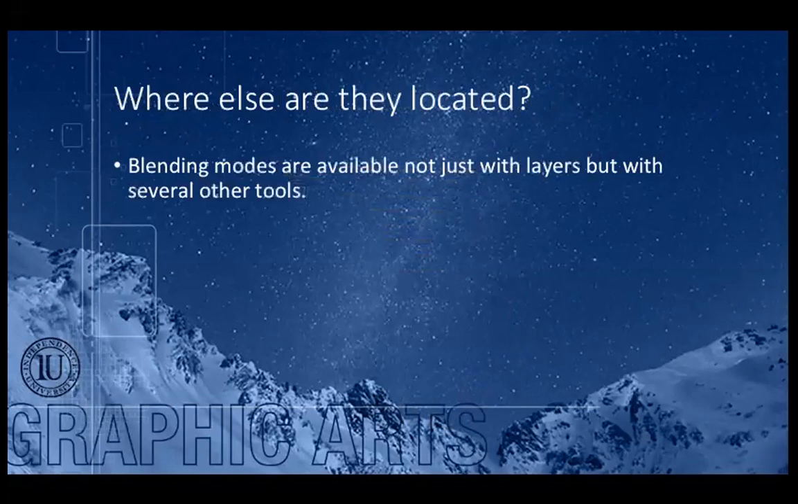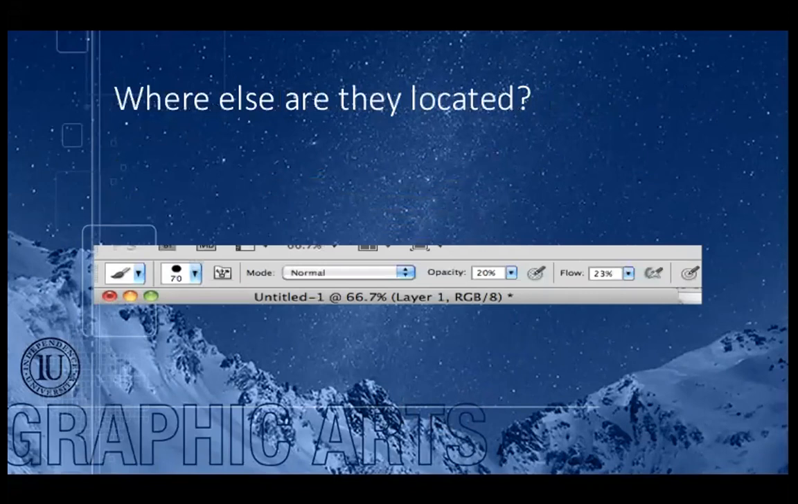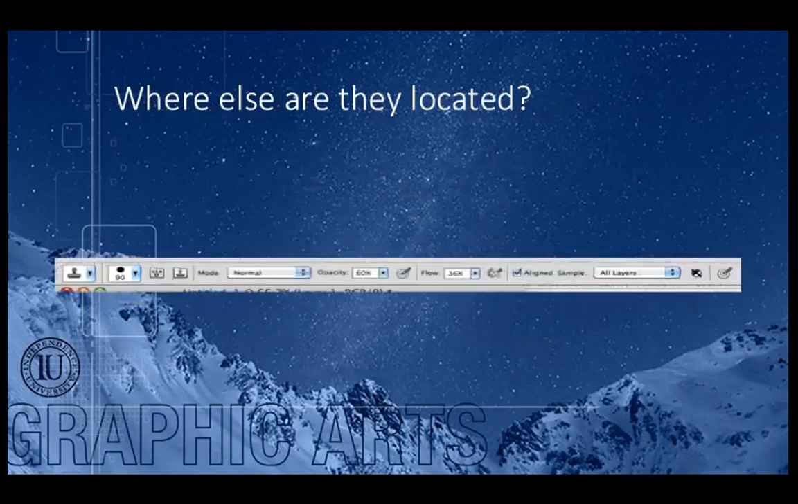So blending modes are available not just with layers, but in several other tools as well. We took a look at this earlier, so you can tell that blending tools are also accessible through brushes. You see this panel box here, and where it says mode, that's where your blending modes are if you're selecting the brush. Rubber stamp tool, same thing here. You can see the mode is normal. You can change it up there as well.